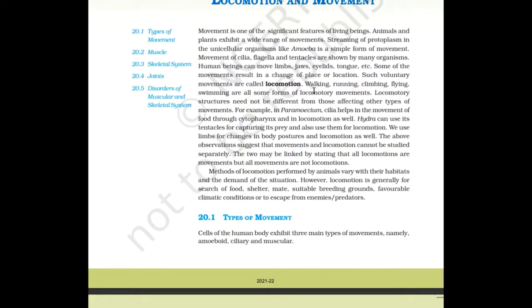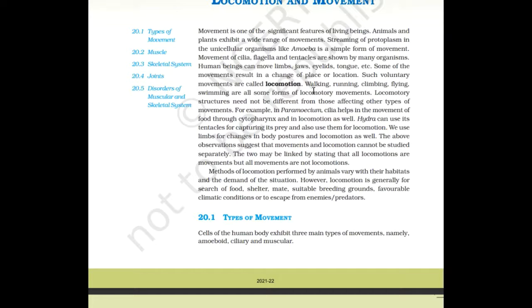For example, in paramecium, cilia help in the movement of food through the cytopharynx and in locomotion as well. Hydra can use its tentacles for capturing its prey and also use them for locomotion. We use limbs for changes in body posture and locomotion as well. The above observation suggests that movement and locomotion cannot be studied separately.